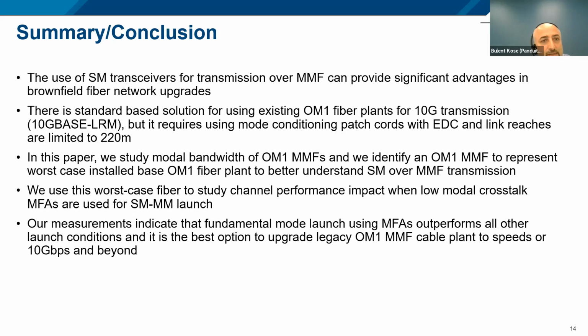And in this study, we studied model bandwidth of OM1 multimode fibers, and we identified an OM1 fiber to represent worst case install base OM1. That was the F1 fiber. And so this helped us to better understand the performance of single mode over MMF. We used this worst case fiber to study channel performance impact when low modal crosstalk mode field adapters are used for single mode to multimode launch. Our measurements indicate that fundamental mode launch using mode field adapters outperforms all other launch conditions, and it is the best option to upgrade legacy OM1 multimode fiber cable plant to speeds of 10 gigabits and beyond.